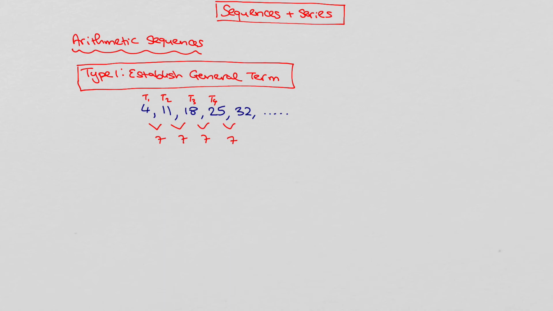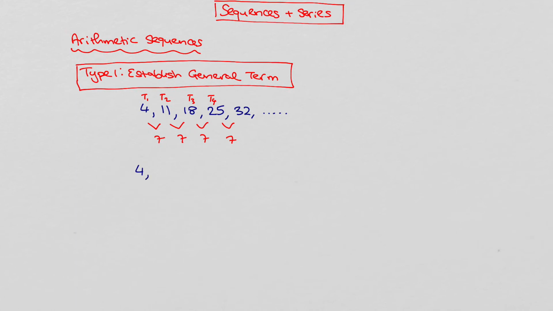So we could write this list as the first number plus the differences. So the first term is 4. The second term is 11, which could be written as 4 plus 7. The third term is 18, which could be written as 4 plus 7 plus 7. 25 can be written as 4 plus 7 plus 7 plus 7. And 32 could be written as 4 plus 7 plus 7 plus 7 plus 7.